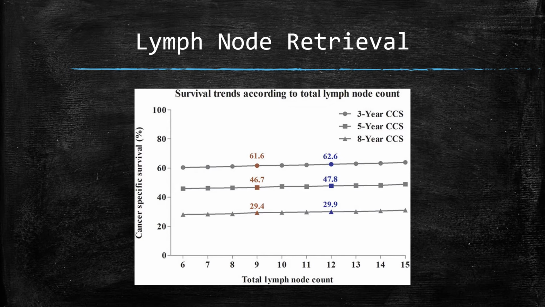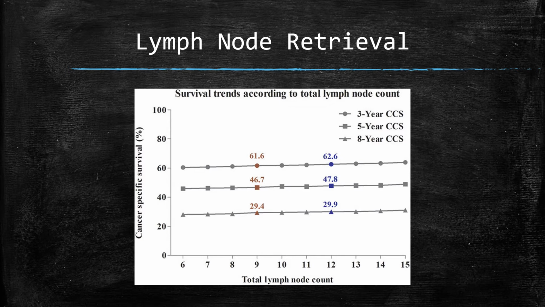This graph plots total lymph nodes removed against overall survival. Looking at just the top line, this one over here, you can see if 6 lymph nodes are removed, the cancer-specific survival is about 60%. If you get up here to 12, it's up to about 62.6%. So it's a small increase, but it seems to be real and seems to be consistent throughout the different time plots as well. Why might this be so?